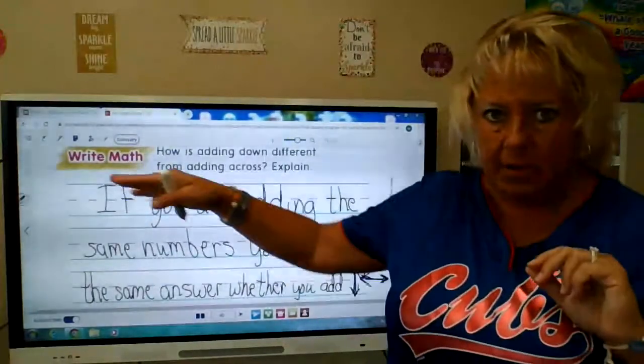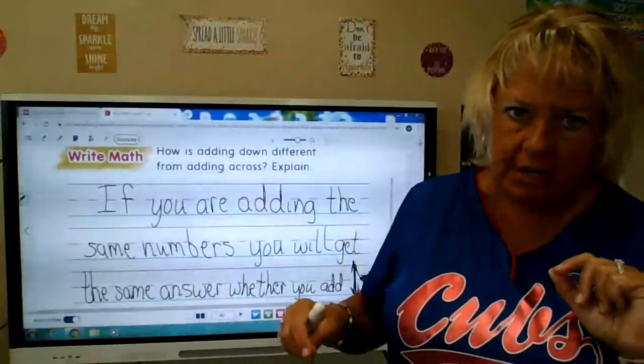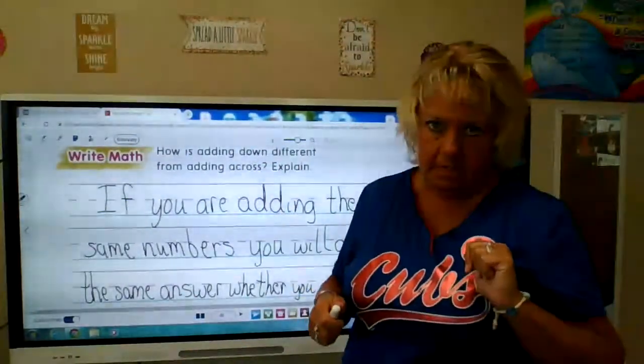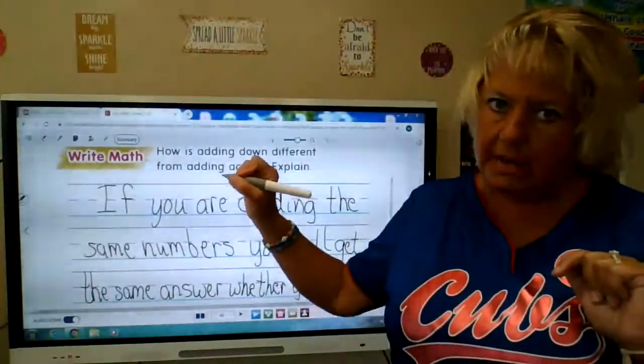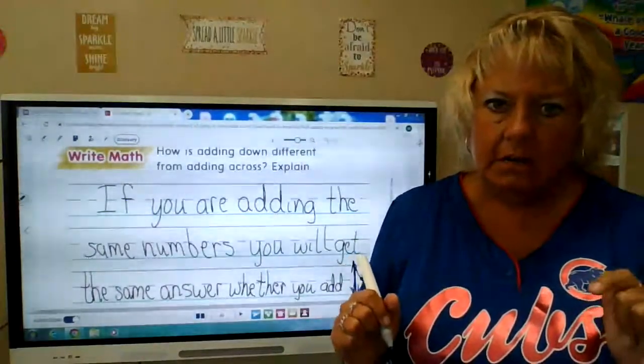Doesn't matter if you add across or up and down, as long as you're adding the same numbers together, you will get the same answer. Okay? So when you're adding, you can write it across or you can write it up and down. It's not going to matter.